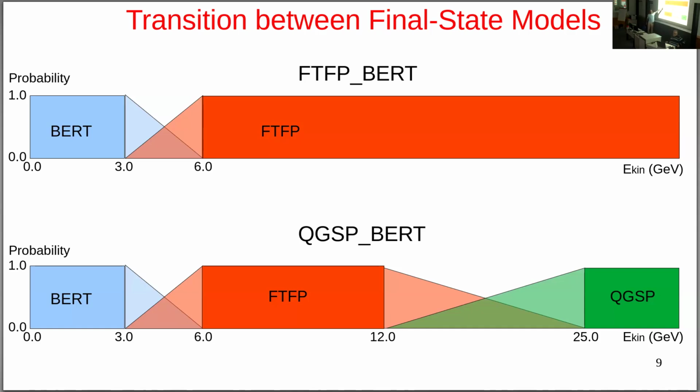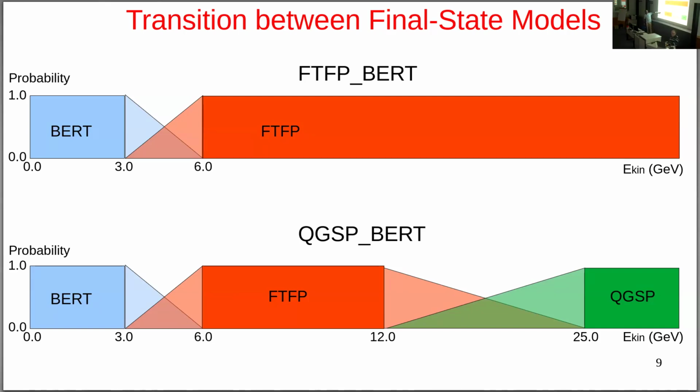Between 3 and 6, we have this transition region, and we assume a linear probability. That means that we are in the middle at 4.5 GeV. We throw a random number. If it's less than 0.5, we use Bertini. If it's above, we are using FTF. If we are getting close to 3, we draw a random number, and more likely we are using Bertini, then, and vice versa. When we are getting closer to 6, we are using more frequently FTFP than Bertini. Again, the reason is to avoid physical kink in the observables.